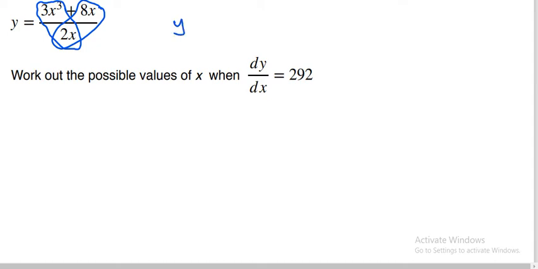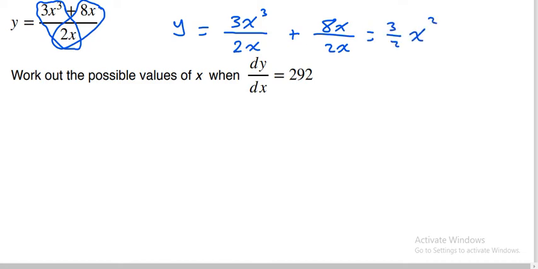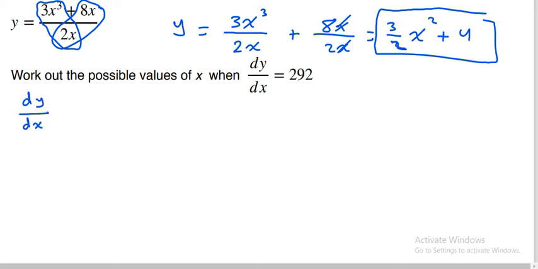So the expression will be y equals 3x^3 over 2x plus 8x over 2x. So it will be 3/2 x^2 plus 4. Here 3/2 x^3 divided by x^1 equals x^2. Here we cancel x with x, 8 divided by 2 equals 4, and this is the expression in the simplest form. Here we don't have root, we don't have denominator, we don't have bracket, so we can use the fundamental rule of differentiation to find dy/dx.